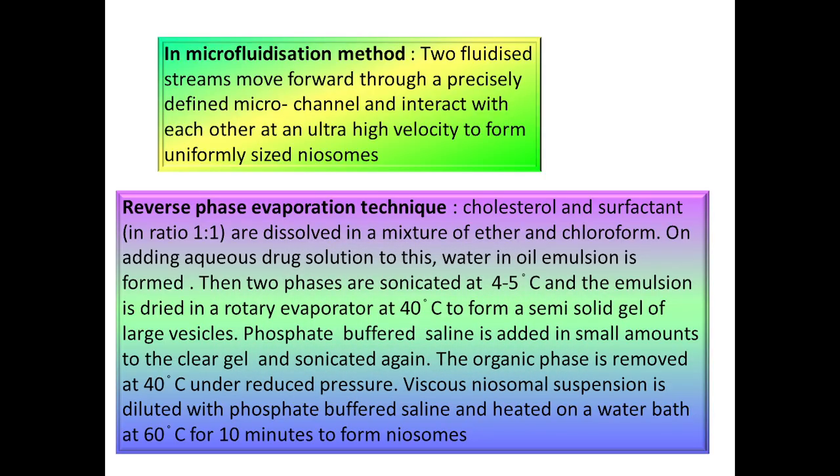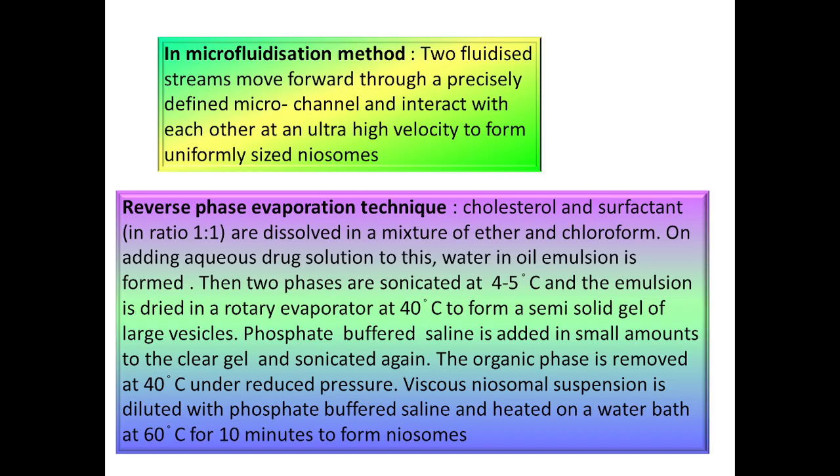Another method is reverse phase evaporation technique. In this method, cholesterol and surfactant are used in a ratio of 1:1 and dissolved in a mixture of ether and chloroform. On adding aqueous drug solution to this, a water in oil emulsion is produced. So here first cholesterol and surfactant are taken in a ratio of 1:1, dissolved in ether and chloroform mixture, and then the aqueous drug is added. It will produce an emulsion.